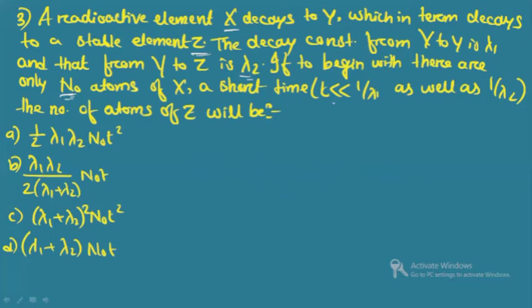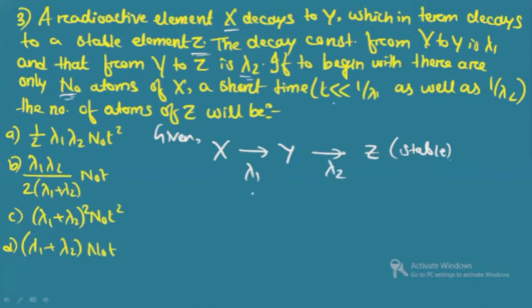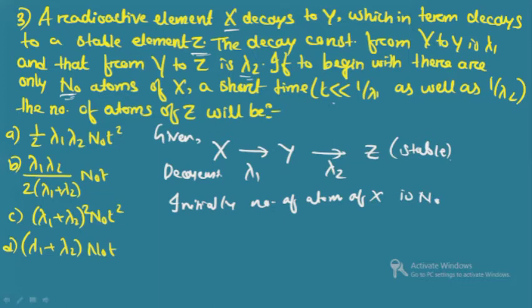All right. So first of all, let's see what is given to us. X is decaying into Y, Y is decaying into Z. Z is stable. All right. X to Y, the decay constant is lambda 1. Y to Z is lambda 2. Yes or no? This is the decay constant. Now you see, initially, the number of atoms of X is N naught. Yes or no?